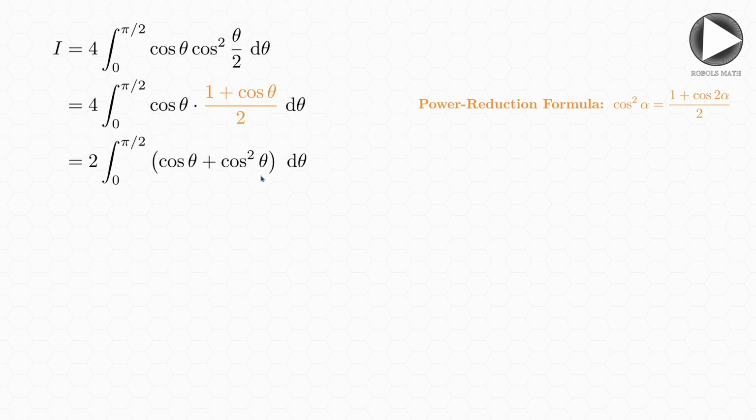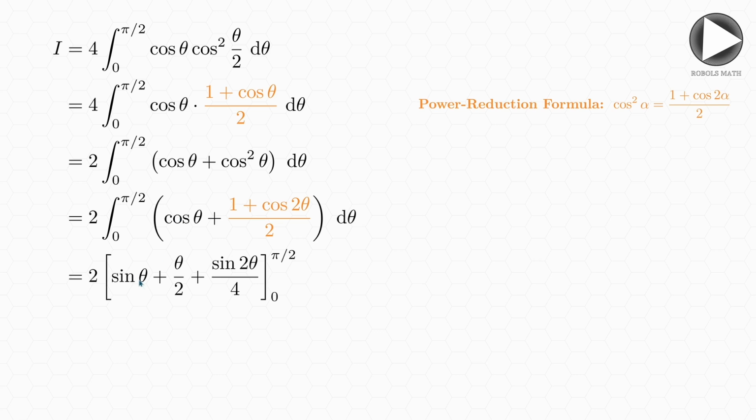Once we're here, we can further use the power reduction identity to express this cosine squared theta in terms of cosine 2 theta, similar to the first one we used. So 1 plus cosine 2 theta all over 2. Then we can just evaluate them individually. These are standard trigonometric expressions, so I believe we can answer this already. The antiderivative of cosine theta is sine theta. For the 1 over 2, the antiderivative is theta over 2. For cosine 2 theta over 2, the antiderivative is sine 2 theta all over 4.